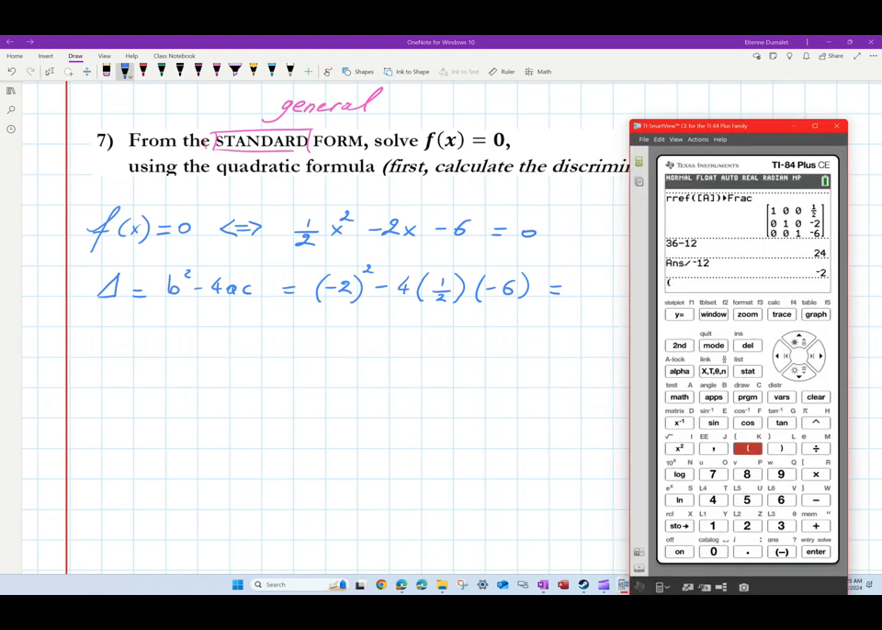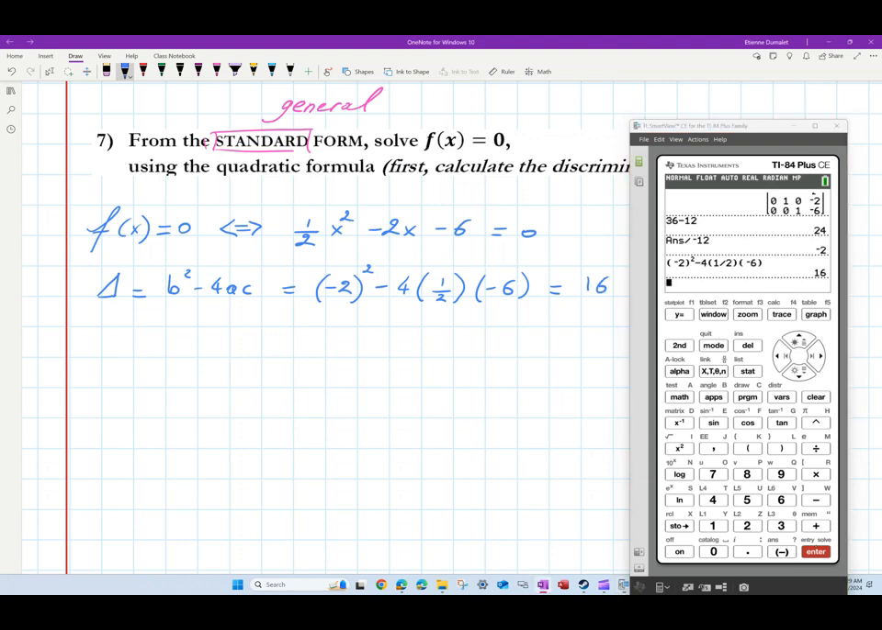So I have negative 2 squared. Please notice my proper use of the parentheses, times 1/2 times negative 6, and I've got 16. Now eventually calculate the square root of this discriminant, which would be just positive 4.